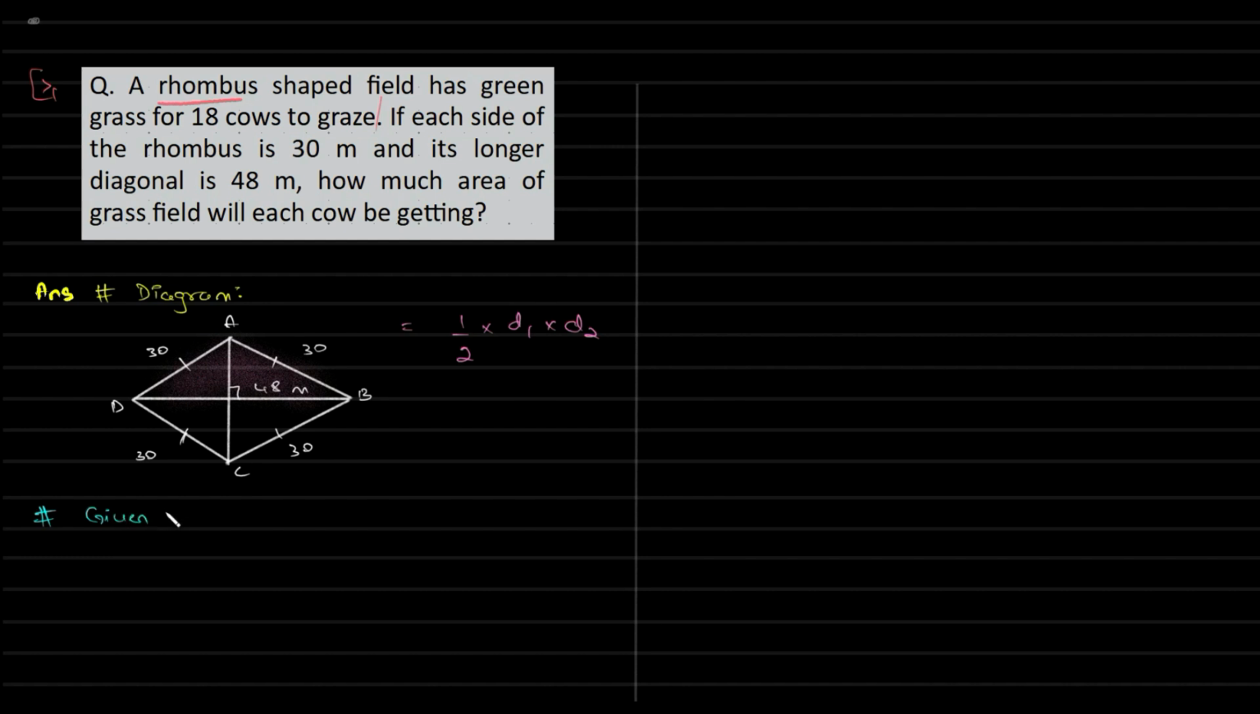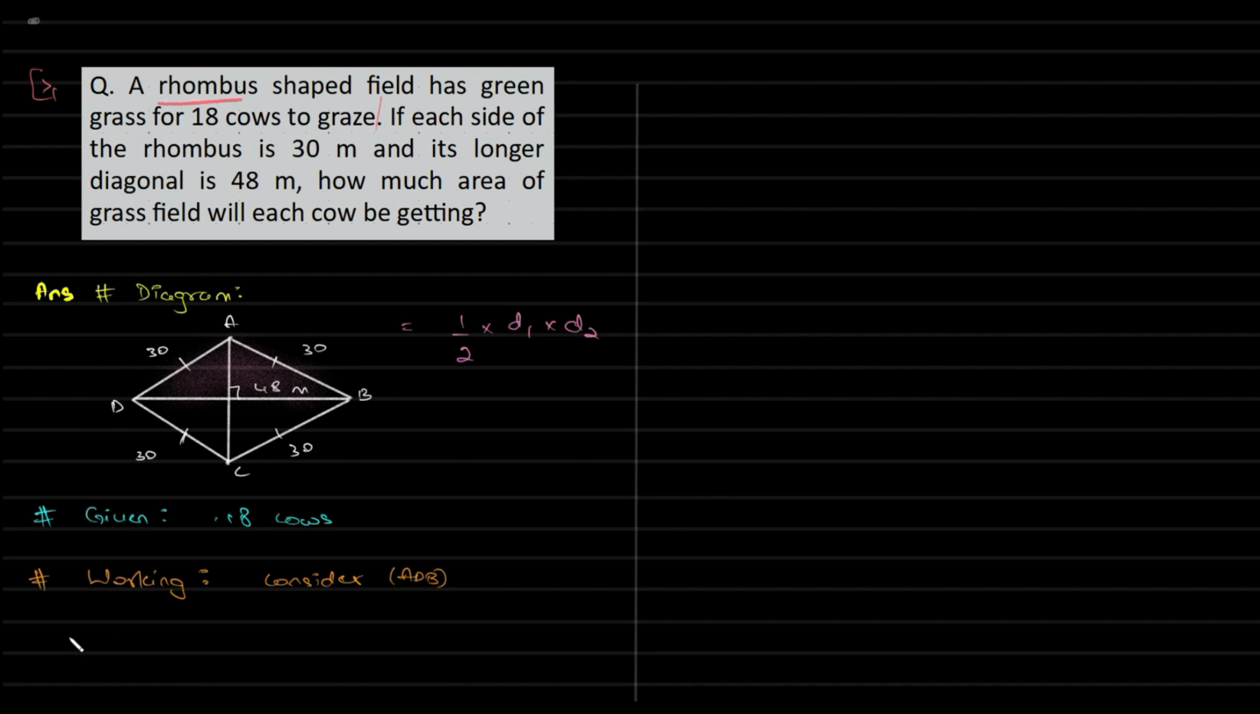So given we have 18 cows. Now the working. See, this question is not that hard. The smartness is about how you calculate things faster. So I'll be showing you what I mean. So consider triangle, we'll go with triangle ADB.